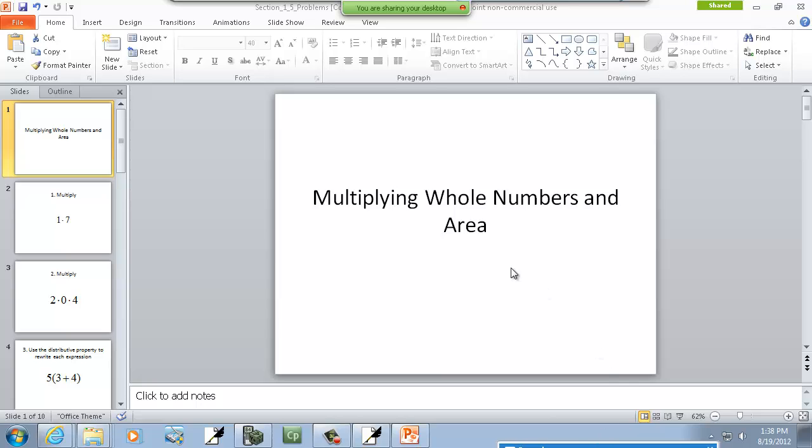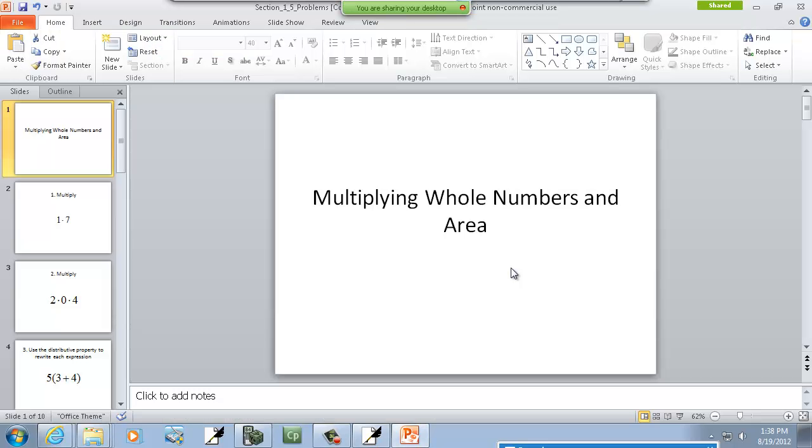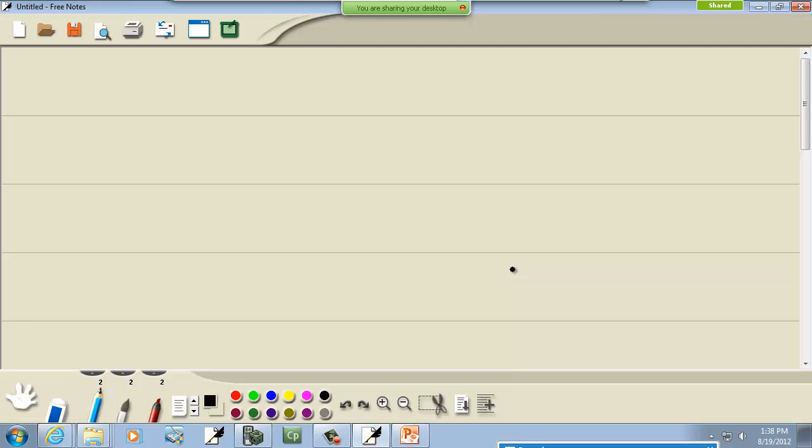Okay, let's take a look at multiplying whole numbers and area. Find my tablet. There it is. Let's just look at our first problem.